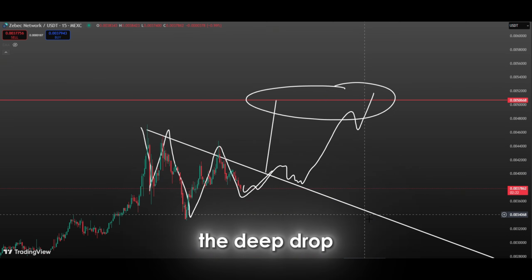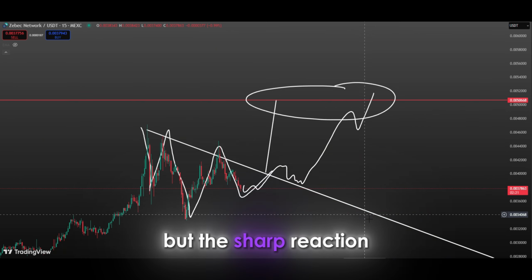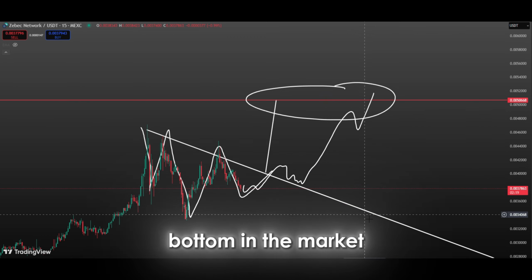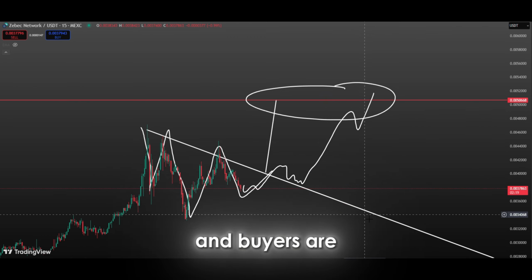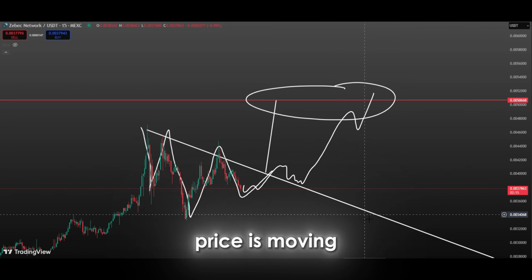However, the deep drop at the head is where traders panicked and the selling intensified. But the sharp reaction buying that followed this panic selling indicates that there is now a bottom in the market and buyers are on the move. This movement, along with the formation of the right shoulder, signals that more traders believe in the upside and are getting involved in the market. The fact that the current price is moving in the right shoulder zone can be considered as an important indicator that investors have started to develop a buy strategy.